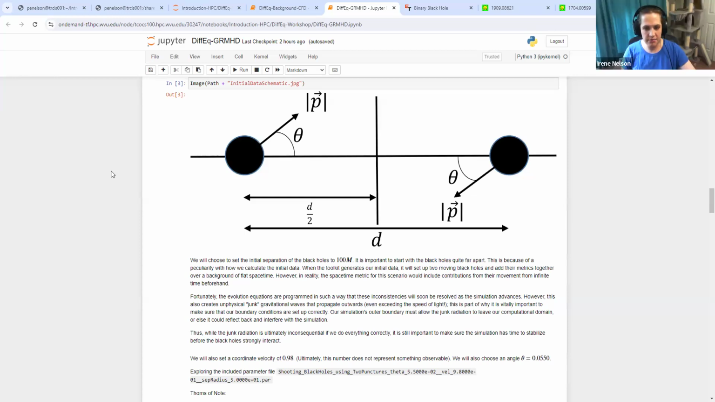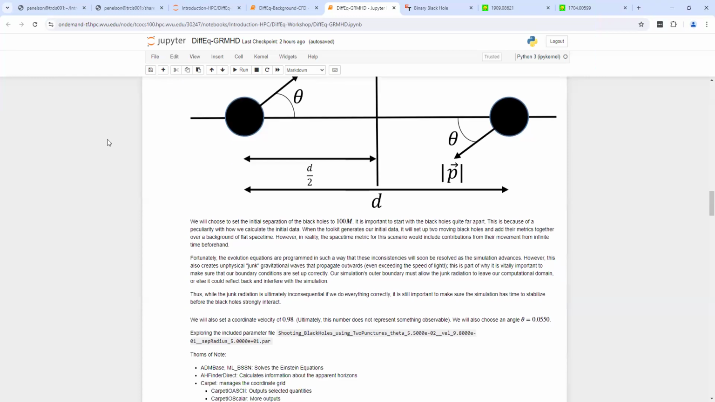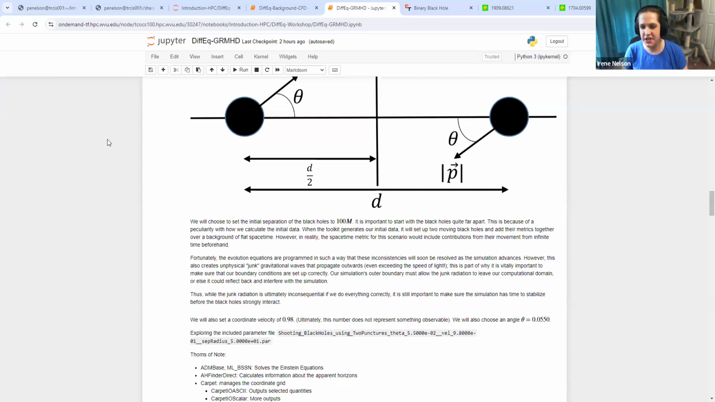Yeah. So this setup is modifying a common test run for codes, which involves just setting them on that head-on collision course, but we're angling their momenta differently to avoid a merger. Okay. Yeah, so a weird thing happens when we try to generate this initial data, though.